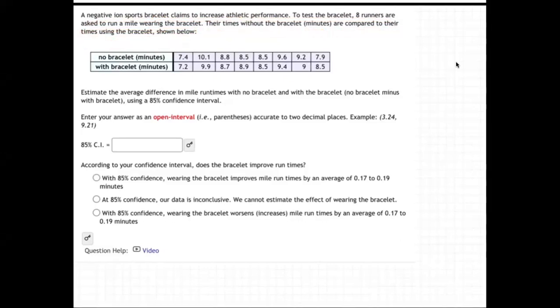So this is runner number 1 right here. And then runner 2, runner 3, runner 4, runner 5, runner 6, runner 7, and runner 8. So runner 1 runs without the bracelet, no bracelet, and runs in 7.4 minutes. But then when he or she runs with the bracelet, does a little better, a little lower time, does a mile in 7.2 minutes. Runner 2 does better, 9.9 is a little better than 10.1 with the bracelet.